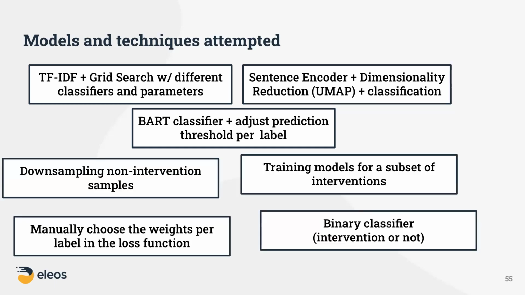So we have unbalanced data sets, so maybe downsampling the not-interventions is a good idea. We can train only for a few interventions, since we have 20 labels here. So maybe we can try 5 and then 5, or the ones with the most data. Another thing I tried was to manually alter the weights in the loss function to give more weight to the less represented interventions, for example. And a binary classifier of: is this an intervention or is this not an intervention?